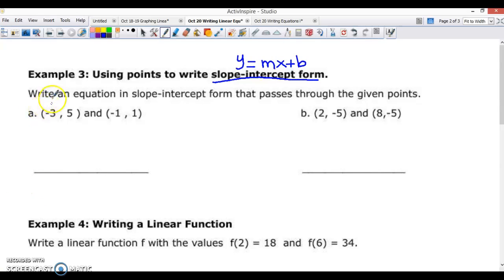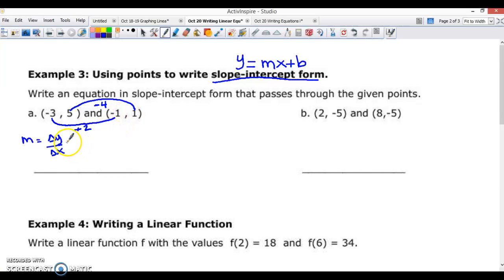Okay, so the first thing we need to find is our slope. And remember, slope is your change in y over your change in x. And instead of doing y2 minus y1, I can just say, just like we did in our table a couple of days ago, to go from 5 to 1, you would have to subtract 4. That's our change in y. Our change in y is negative 4. To go from negative 3 to negative 1, I would have to add 2.